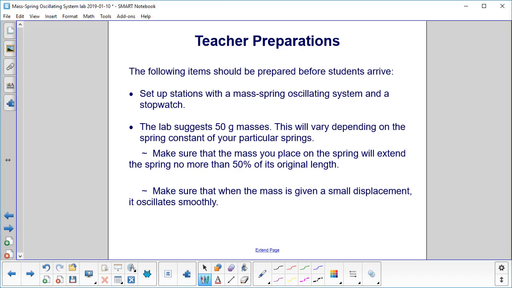Before the students arrive, you should set up stations with a mass spring oscillating system and a stopwatch. The lab suggests 50-gram masses. This will vary depending on the spring constant of your particular springs. Make sure that the mass you place on the spring will extend it no more than 50% of its original length. We don't want to stretch it out and damage it. Make sure that when the mass is given a small displacement, it oscillates smoothly.